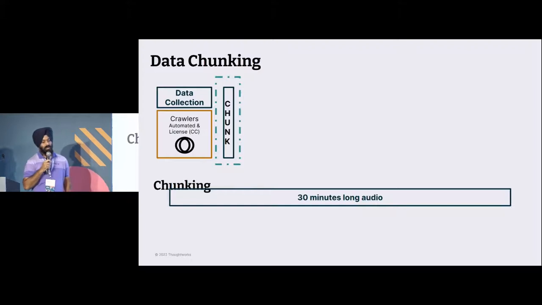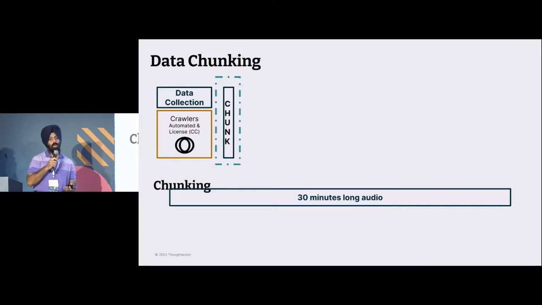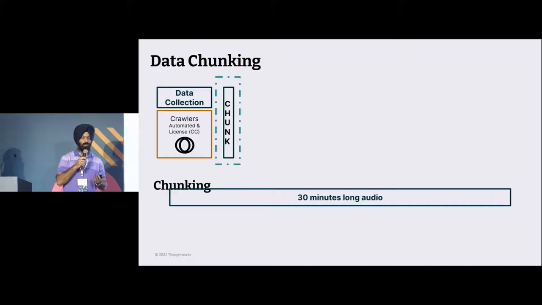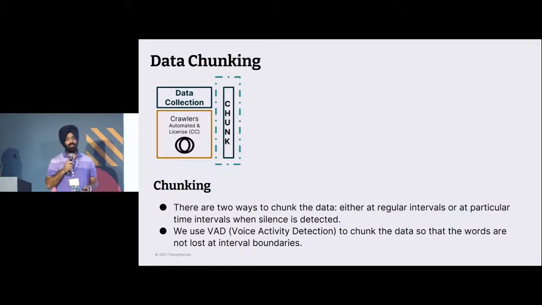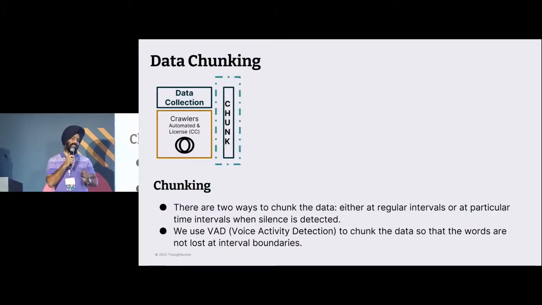The second part of our data creation pipeline was chunking, right? Let's say I go to YouTube and get a video of 90 minutes. Now this 90 minutes of audio or video is not useful to me because I cannot feed it to any system due to hardware constraints and other reasons, right? So what I want to do is break down the audio into smaller chunks, okay? And there are multiple ways to do this. One way is to chunk at regular intervals. You say that every 10 seconds I'm going to chunk my audio.